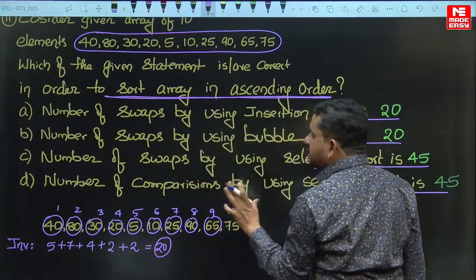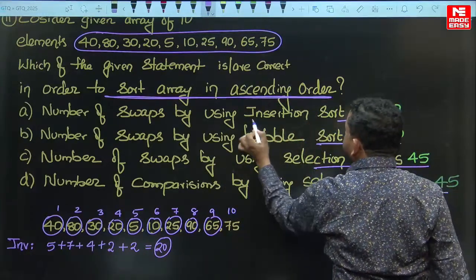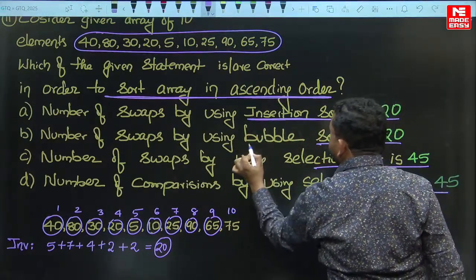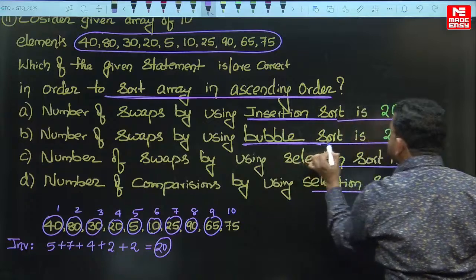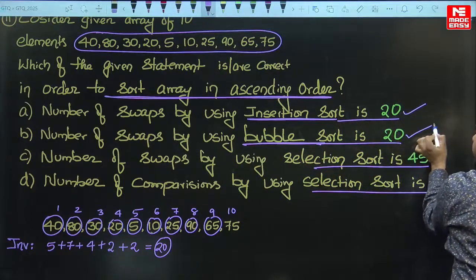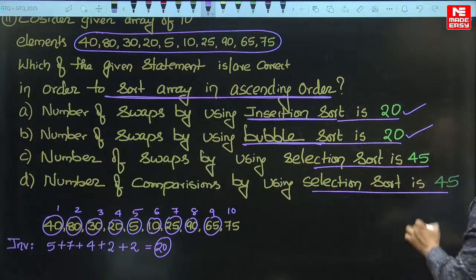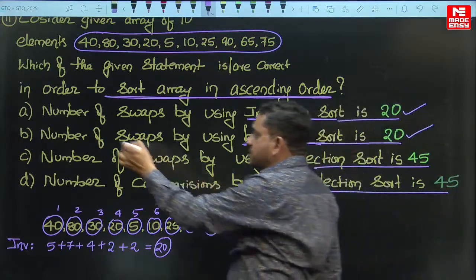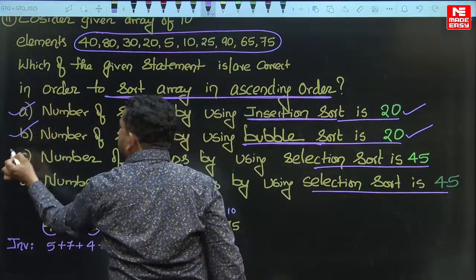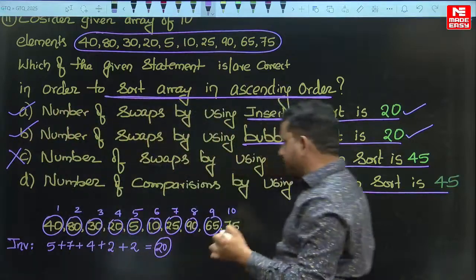20 inversions means by using insertion sort and by using bubble sort, exactly 20 swaps are required. Both are correct statements. The statement that the number of swaps by selection sort is 45 is wrong. Selection sort number of swaps is always n minus 1.